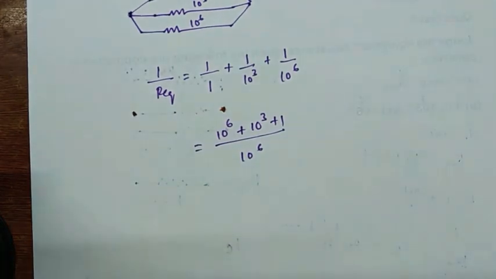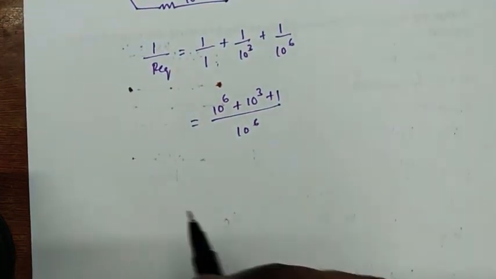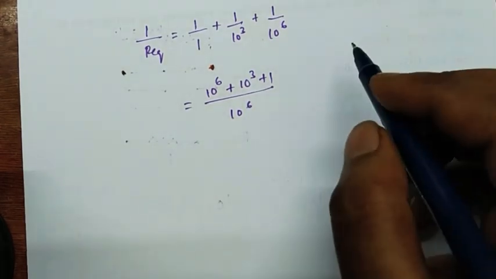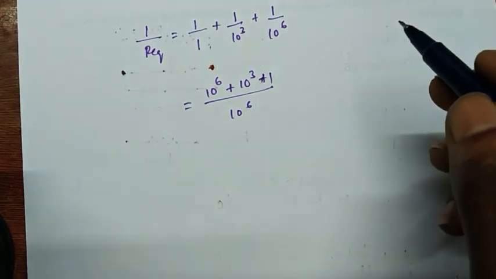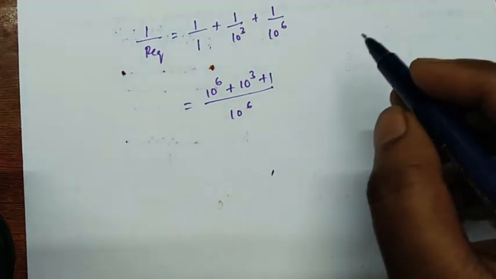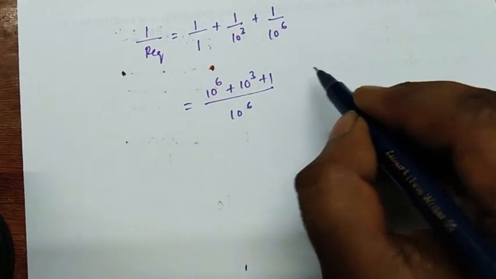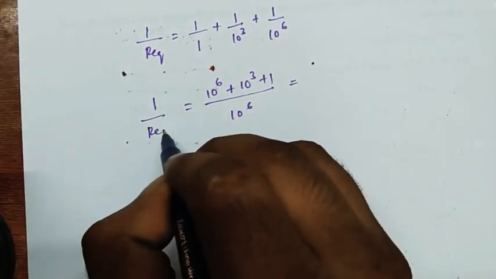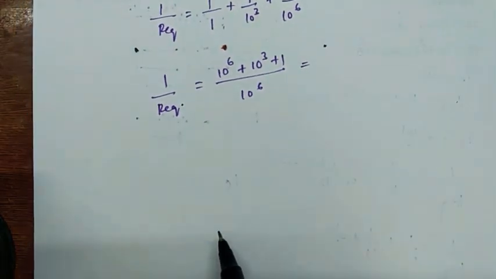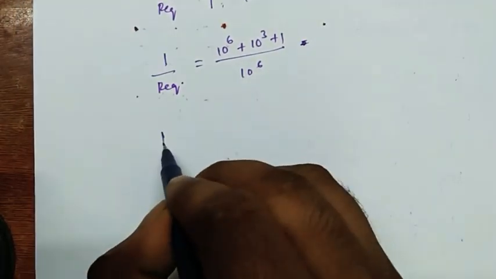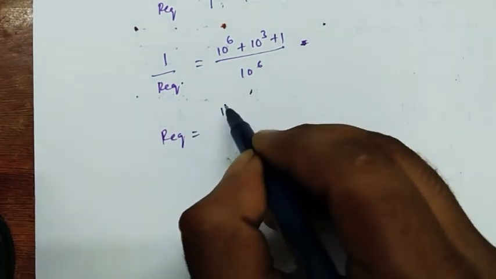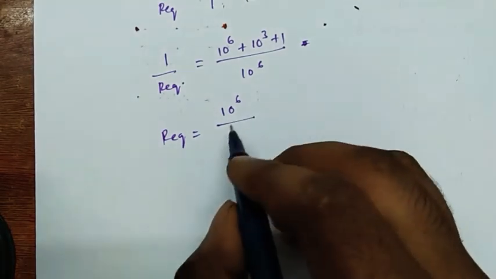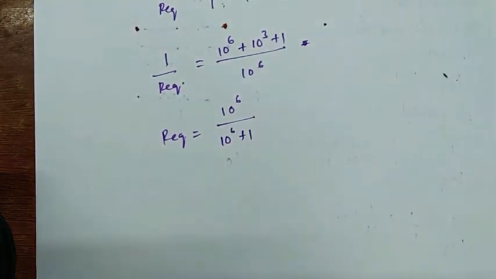Take the LCM, that's all. Now what will we get? This is 1 by R equivalent, right? So we need to get R equivalent, which is the upside down of this. R equivalent is equal to 10 power 6 divided by 10 power 6 plus 10 power 3 plus 1.